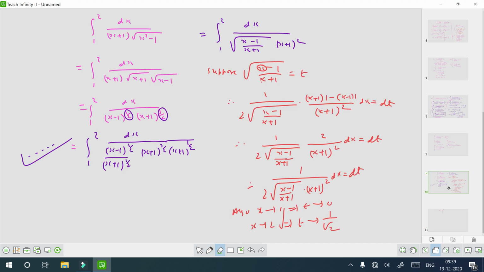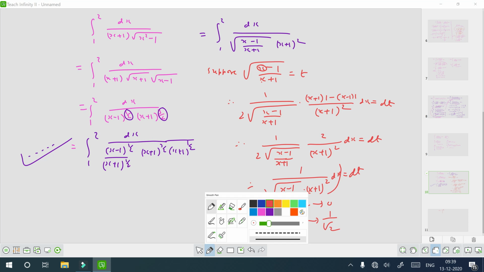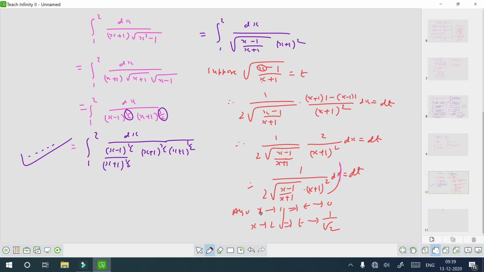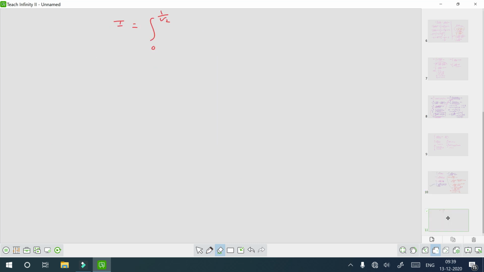Next, whole this quantity is equal to dt, and that is here, see. So that is equal to dt. So that is equal to t, 0 to 1 upon root 2. So 1 upon root 2 minus 0, that comes out 1 upon root 2.